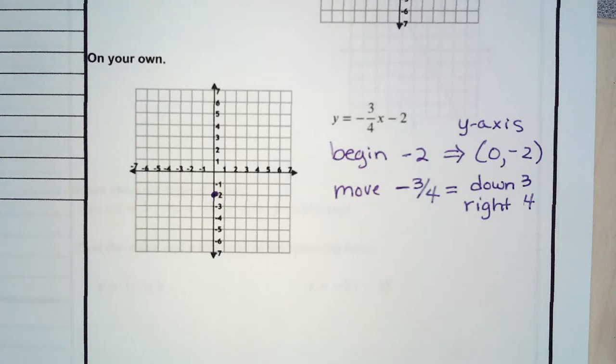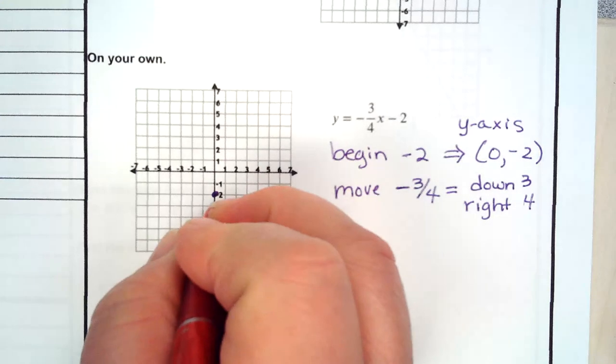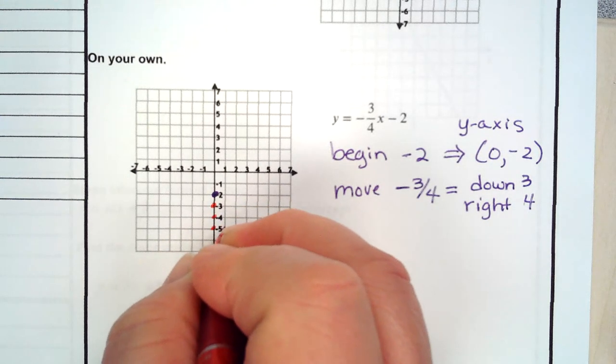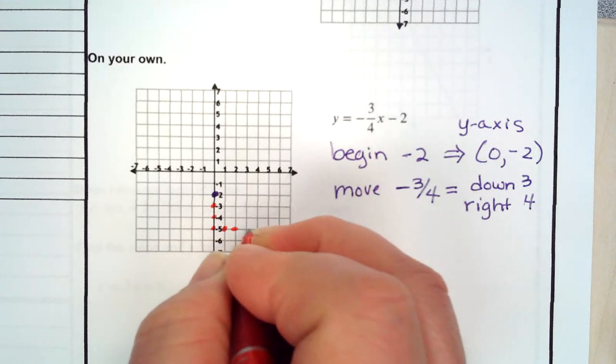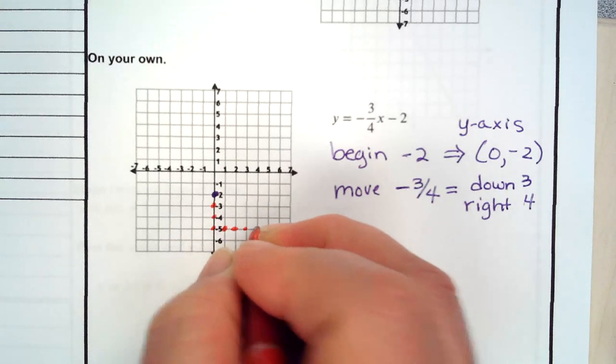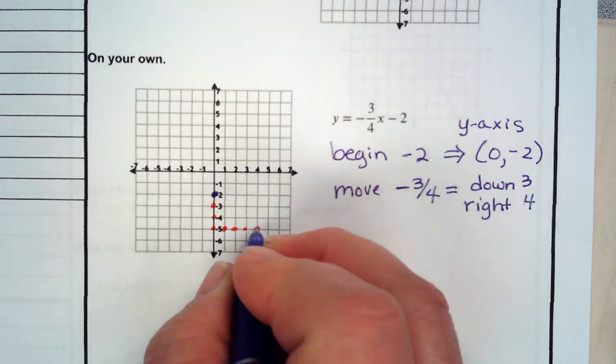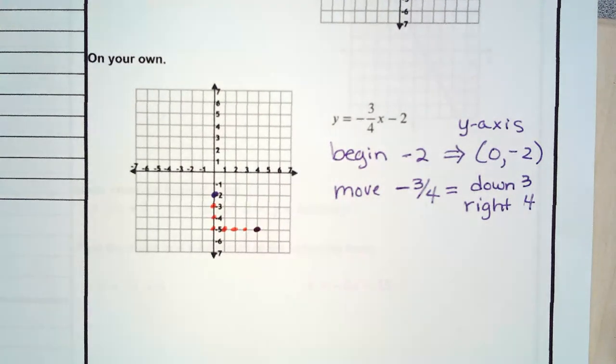So I'm going to start at 0, -2. I have a slope of down 3, 1, 2, 3, right 4, 1, 2, 3, 4. I have identified 2 points on my line, and I can now draw my line.